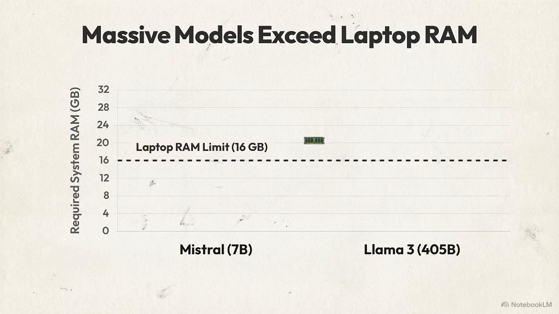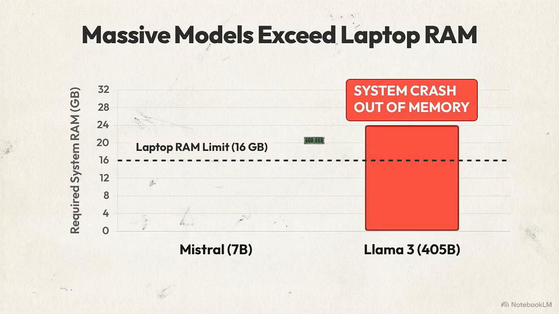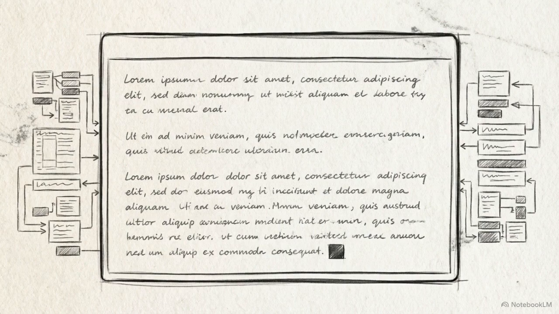Models are categorized by parameter count, the internal variables processing information. This determines required RAM. Running a 405 billion parameter model on a laptop will crash it. We'll use smaller, optimized models like Mistral. To download and run your first model, type ollama run mistral in your terminal. Ollama will download the necessary files and open a chat interface.